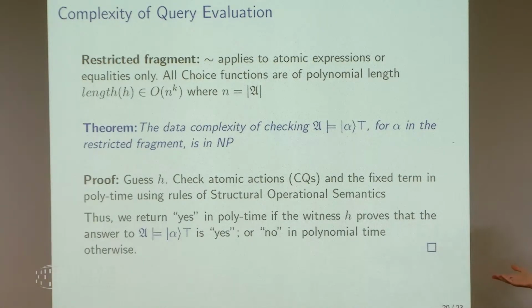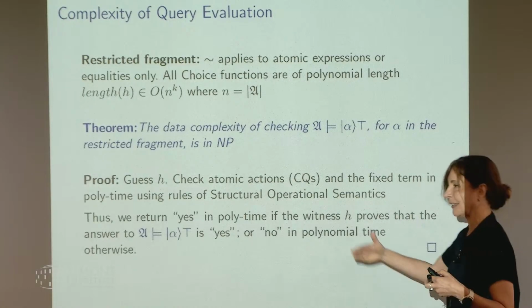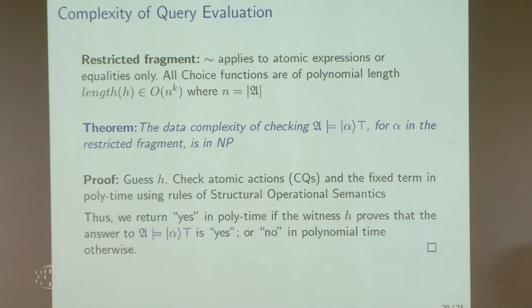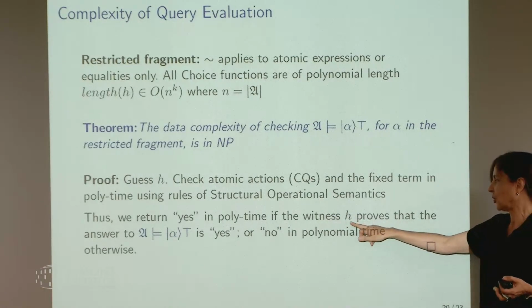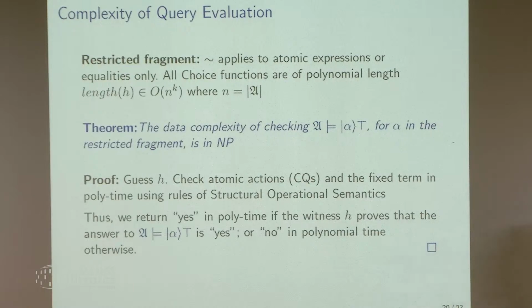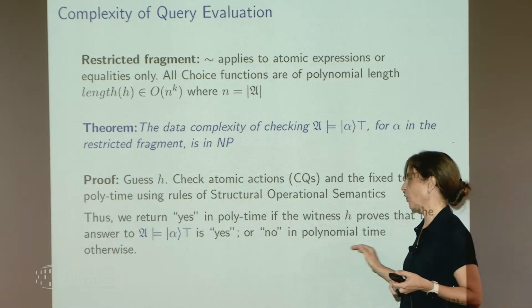The proof uses structural operational semantics. We guess a choice function and then apply the rules of structural operational semantics, which I don't have time to go over. But we return yes in polynomial time if H is the witness, and we return no in polynomial time otherwise.